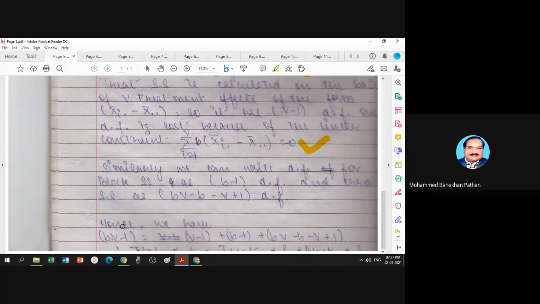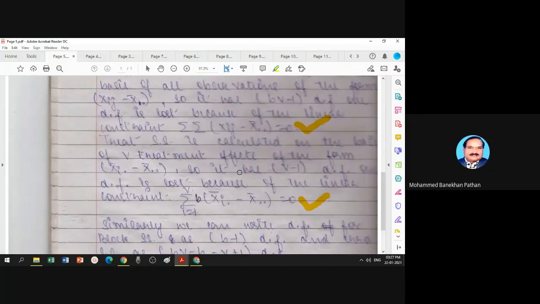So finally, we write total degree of freedom, that is BV minus 1, equal to V minus 1 treatment degrees of freedom, plus B minus 1 block degrees of freedom, plus error degrees of freedom. So if you simplify this, you will get the answer BV minus 1.